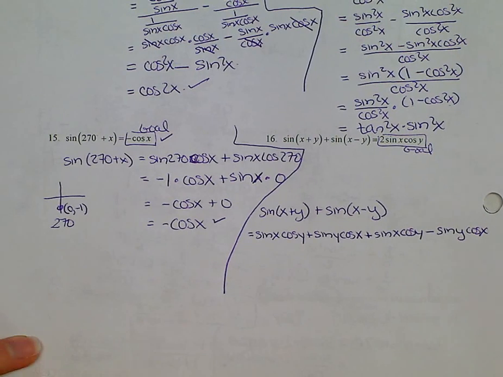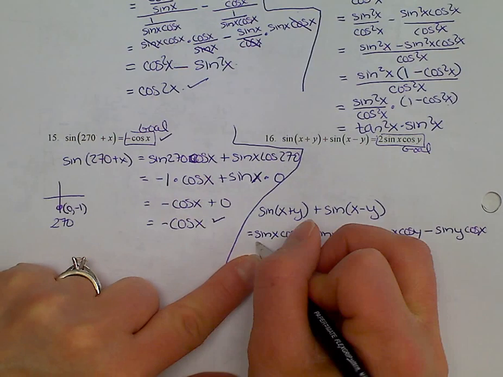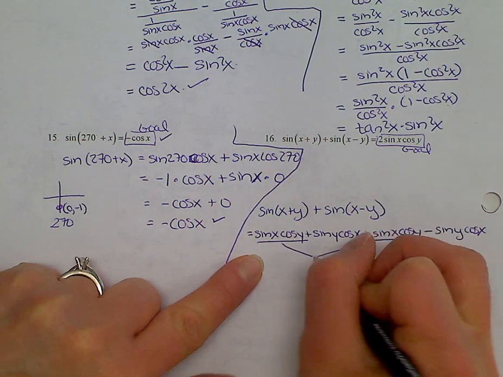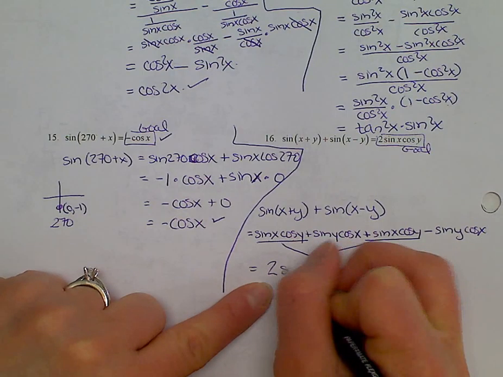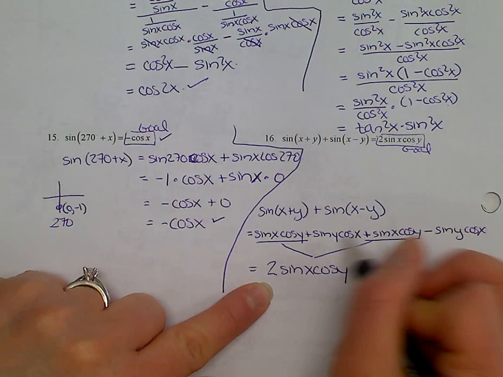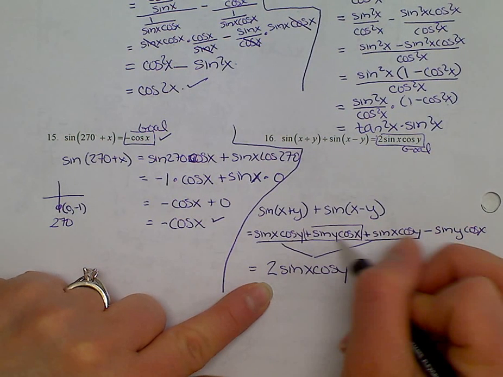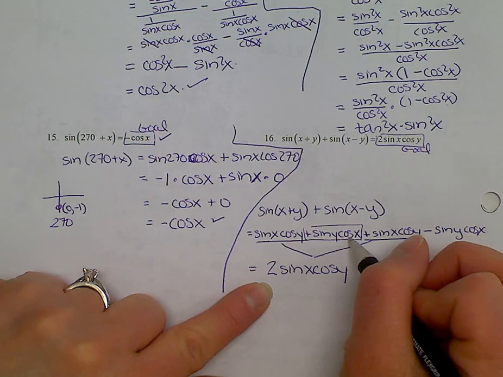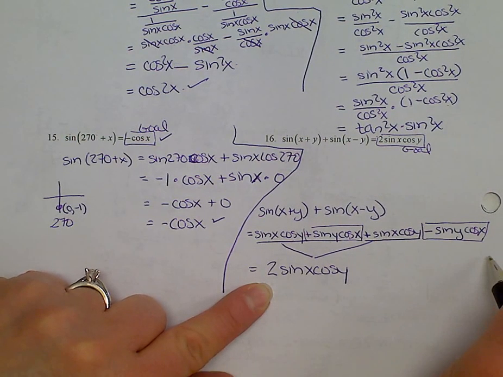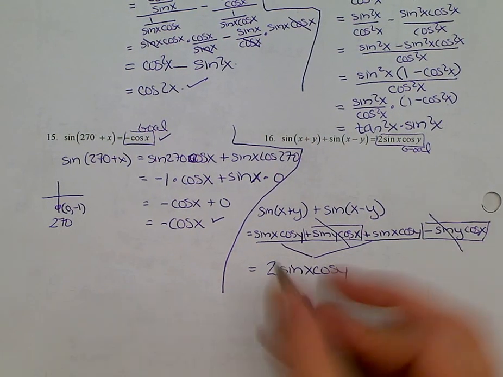So now when I look, I have the sine of x times the cosine of y here, and I also have it here. Both are positive, so they're like terms. We can add them. We have 2 of them. Now here I have a positive sine y times the cosine of x, and here I have a negative sine of y times the cosine of x. These cancel. So we're left with our goal.